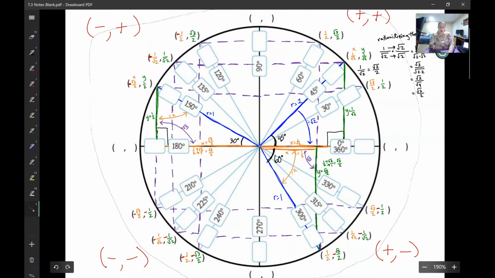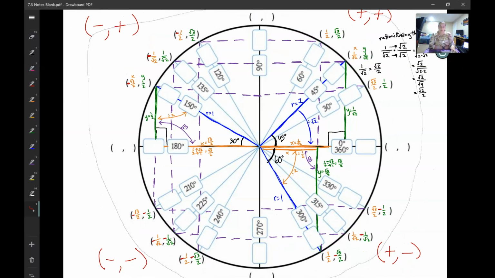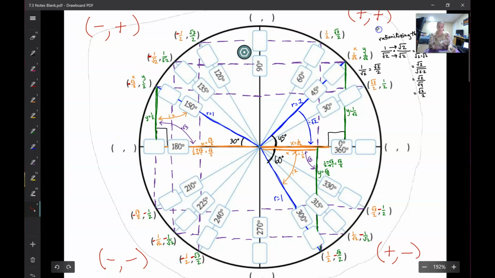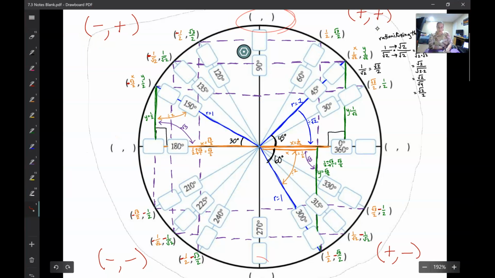So I almost have all of my points filled out. In the next video, we're going to talk about filling out these points right on the axis.